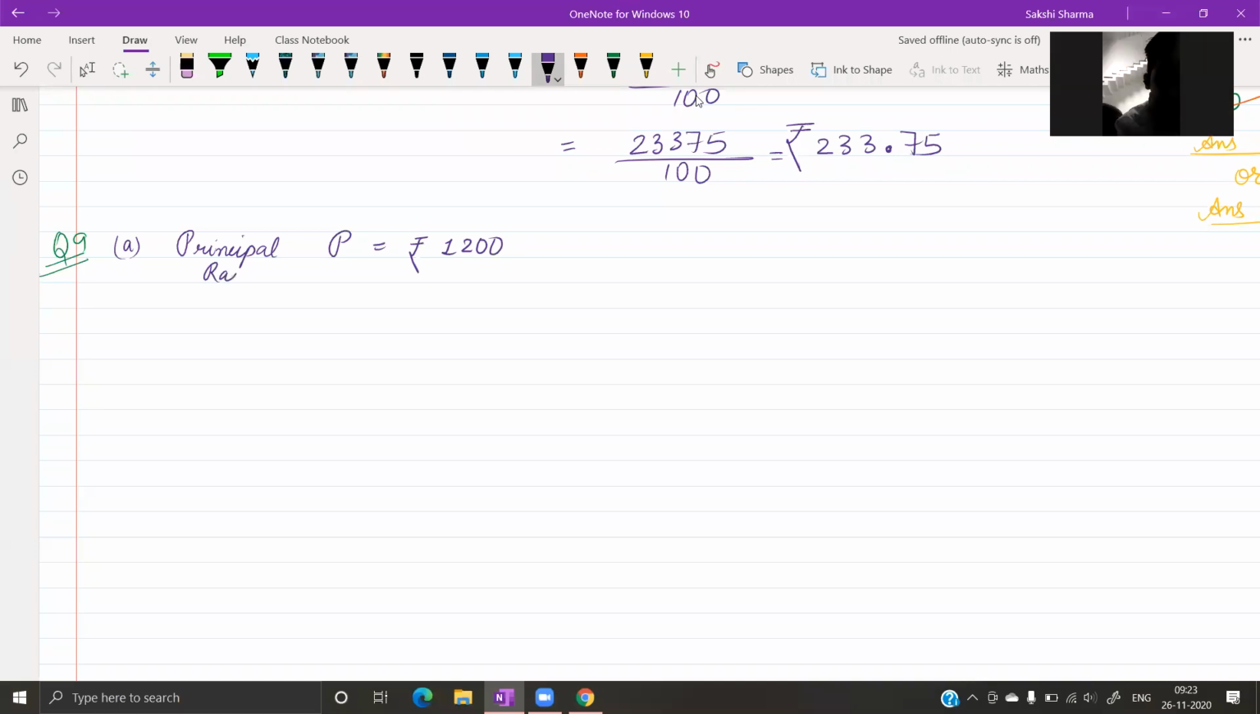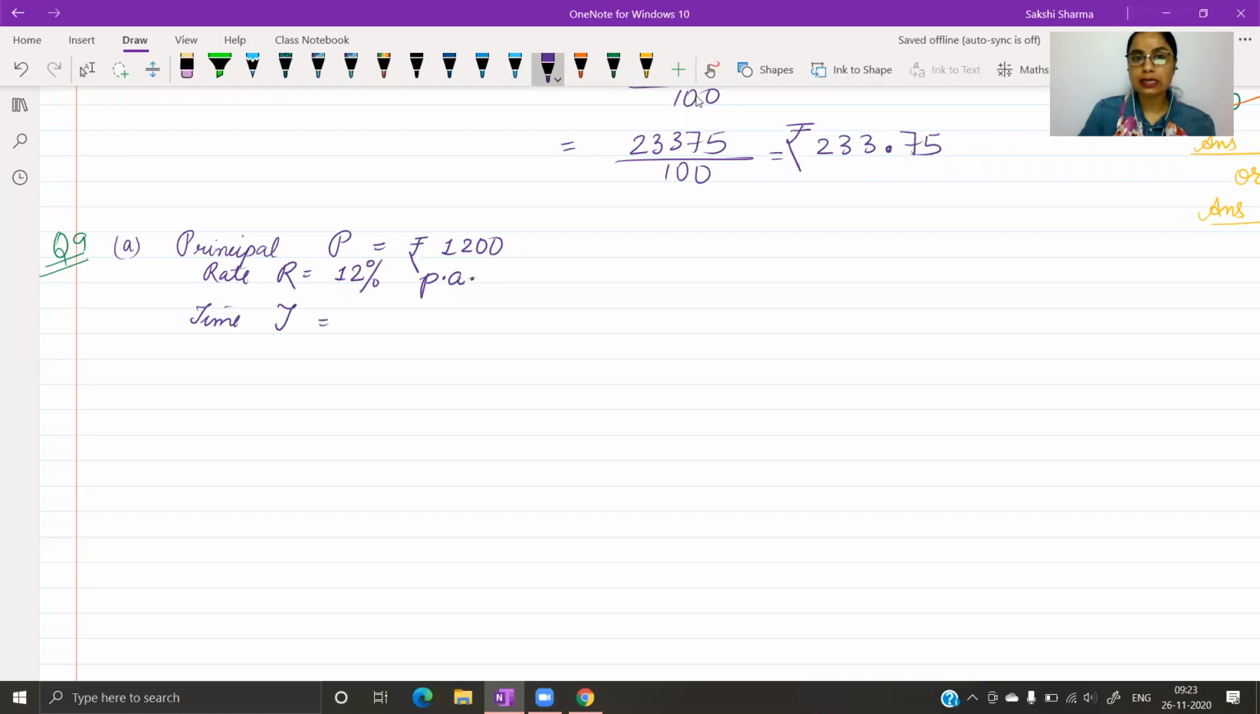Then we have the rate as capital R, 12% per annum. And then we have the time. We'll represent it by capital T. It is given as 3 years. Now, step 1 will be to find out simple interest.